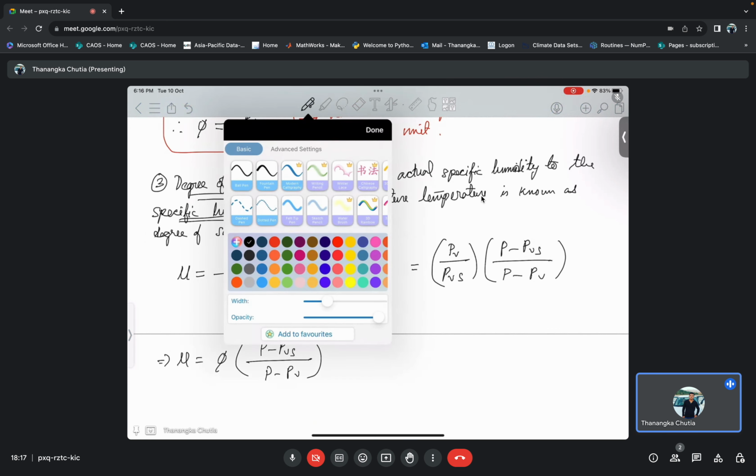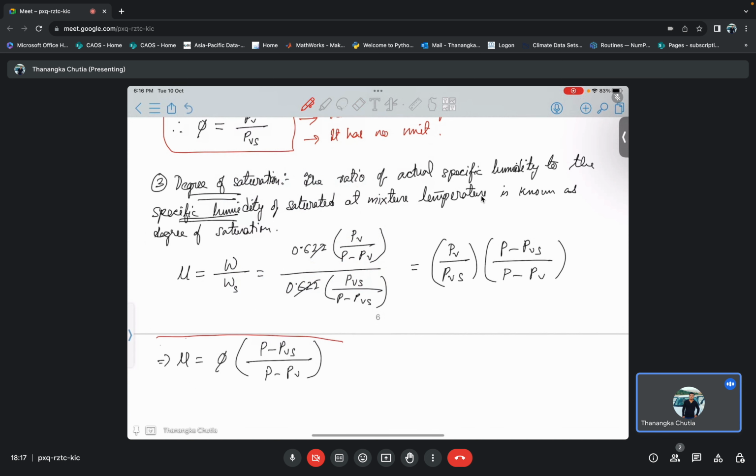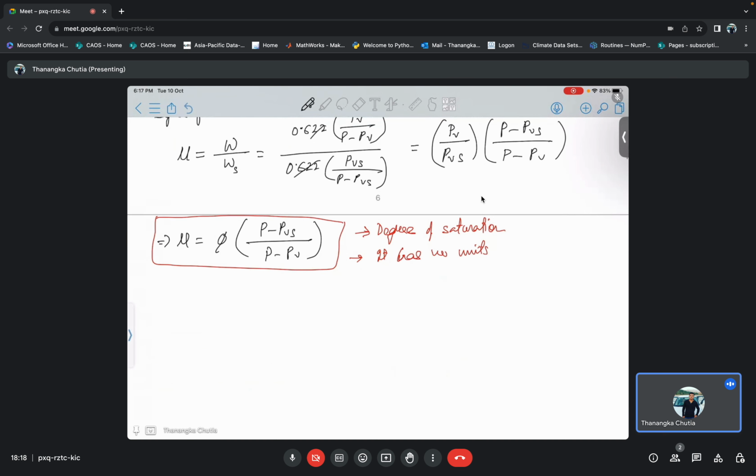So this is the expression which we will be using to calculate the degree of saturation. Okay, and just like relative humidity, it has no units. It is mostly expressed in terms of percentage. Now let us say we want to calculate the enthalpy of moist air.